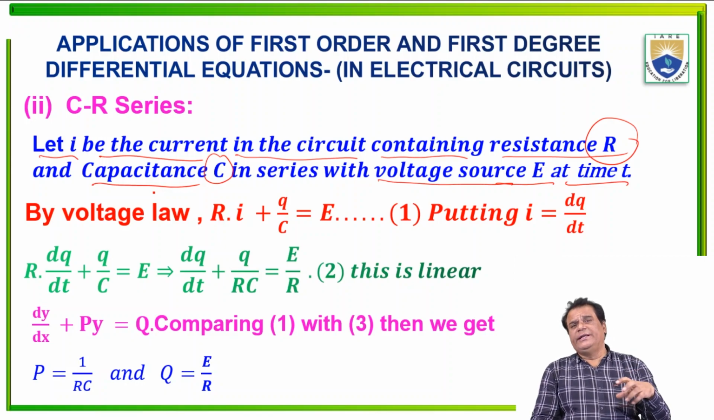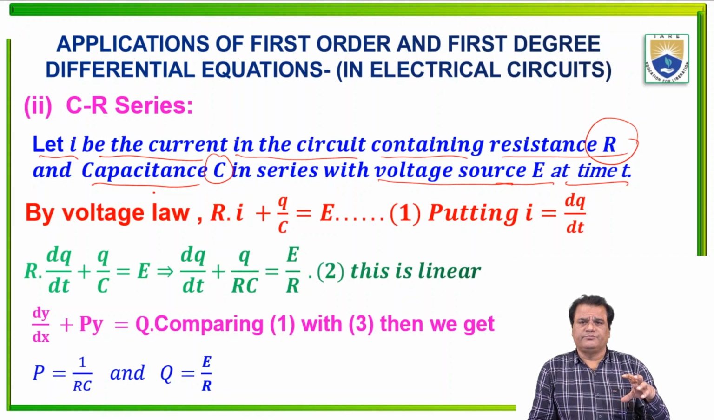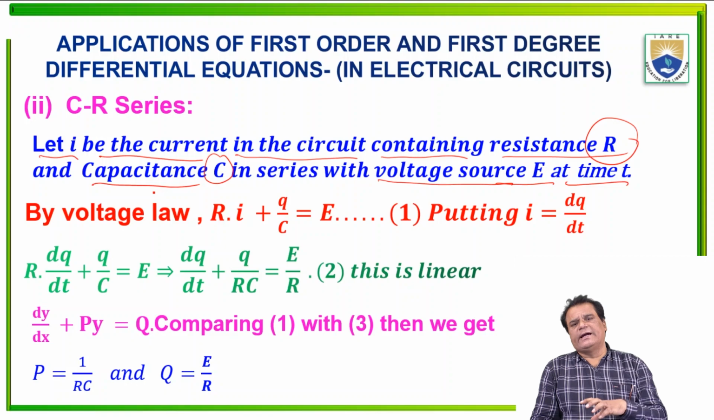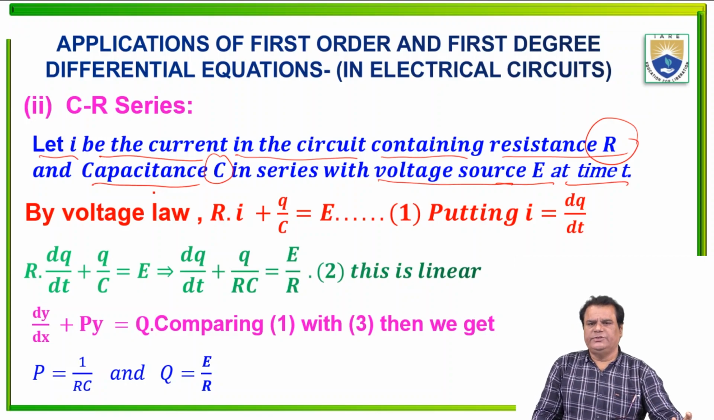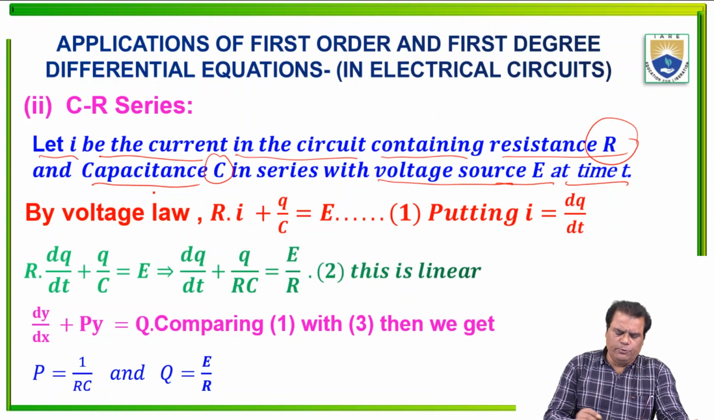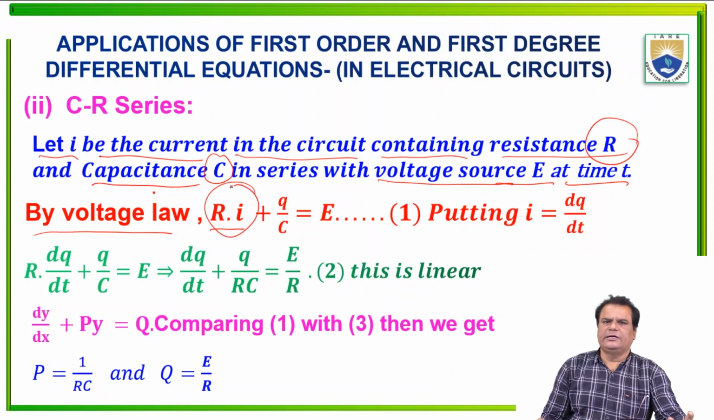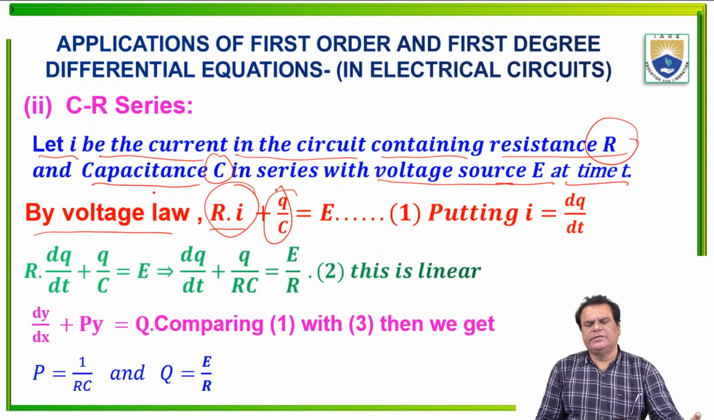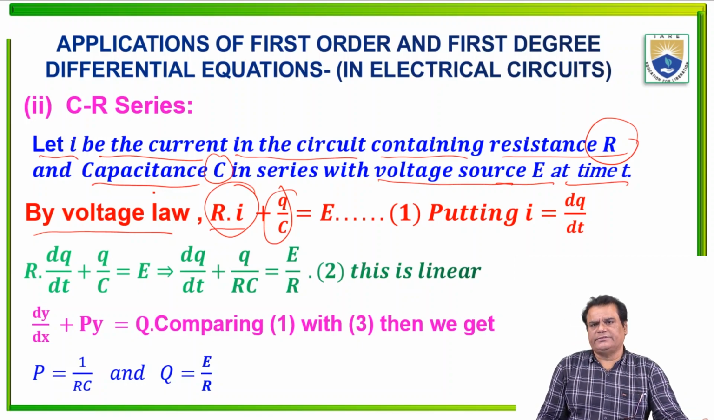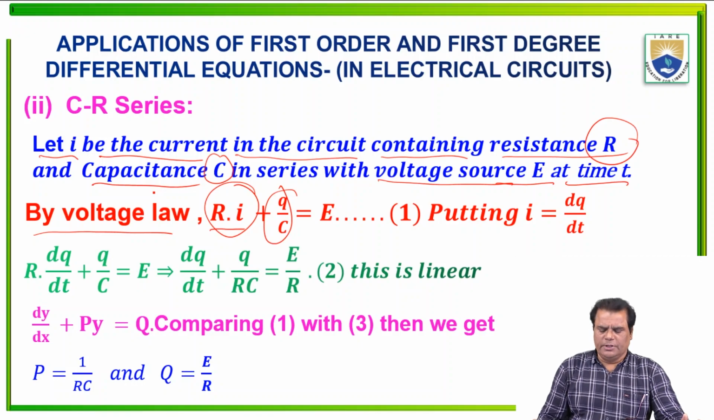If current flows through any resistance, then we get Ri. If current flows through any capacitance, then we get Q by C. The total sum of these results equals the total electromotive force, EMF. So by the voltage law, we know that Ri is the voltage drop across the resistance and Q by C is the voltage drop across the capacitance, that is Ri plus Q by C equals E.